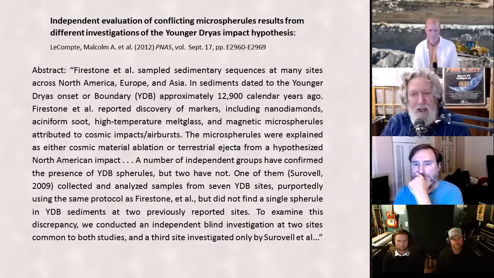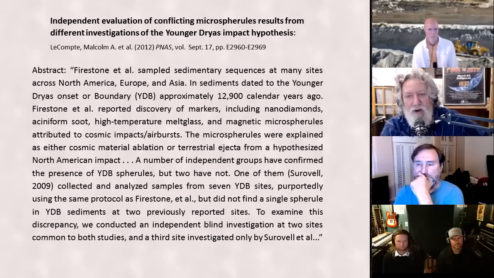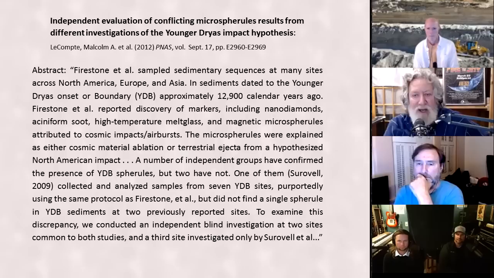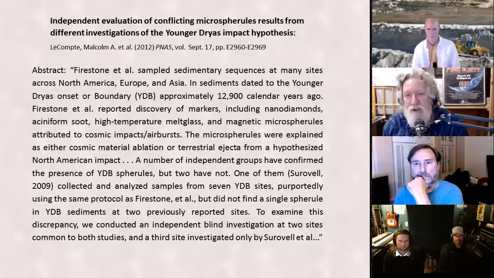So now here's what the LeCompte paper says in the abstract. Firestone et al. sampled sedimentary sequences at many sites across North America, Europe, and Asia. In sediments dated to the Younger Dryas onset or boundary, YDB, approximately 12,900 calendar years ago, Firestone et al. reported discovery of markers including nanodiamonds, aciniform soot, which is a type of soot that forms in catastrophic wildfires, high-temperature melt glass, and magnetic microspherules attributed to cosmic impact airbursts. Which, of course, invokes the scenario of Tunguska, which was an airburst.